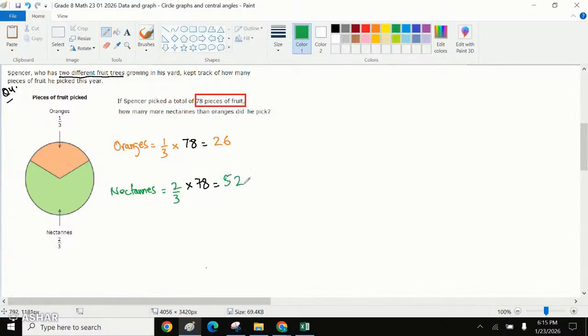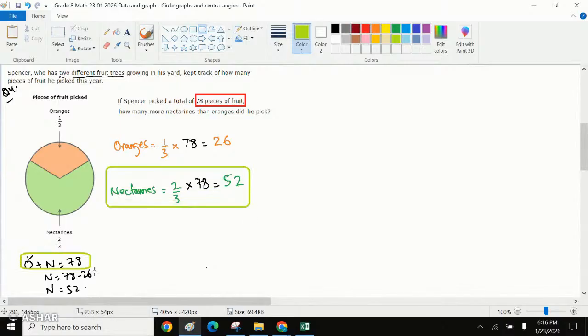But I would say the easier way to solve this is O plus N should be equal to 78, right? Oranges we know, that means 78 minus 26. Nectarines will come out to be 52. We can do it this way as well because we have the total quantity and we know that there are simply two quantities. If we know the first quantity, we subtract from the total and we find the second quantity, right? What I'm trying to say is we can find this value through this, or we can simply do the sum of the total.